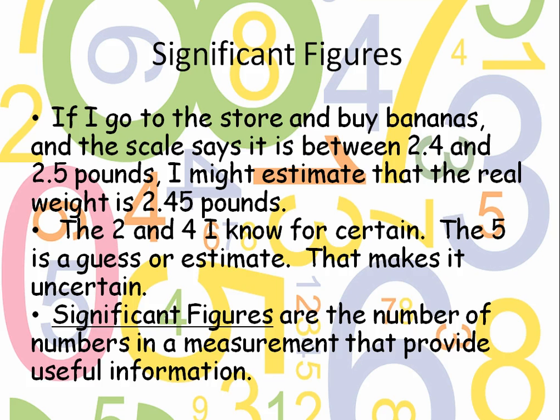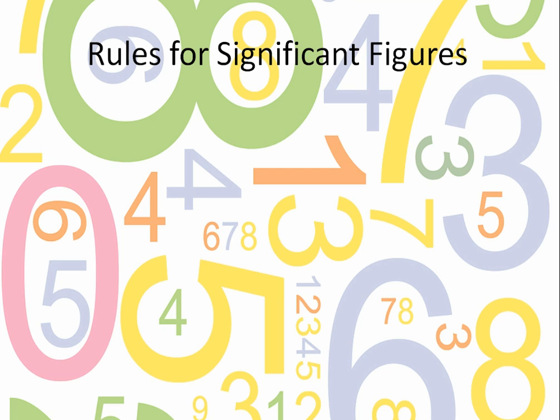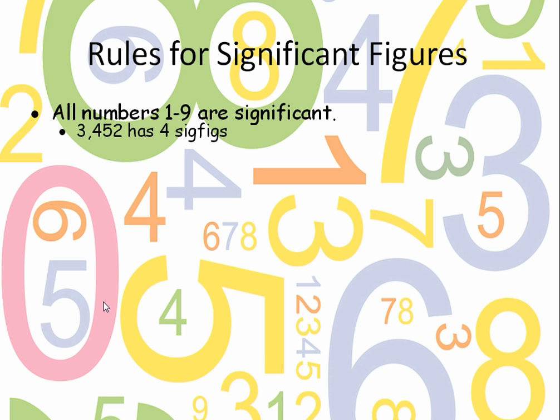Significant figures are the number of numbers in a measurement that provide useful information. It tells us all the certain numbers, and it tells us one that's estimated. And basically what they do is to let you know which numbers can't be trusted. Now there's some rules for this, and they're pretty straightforward. First, all the numbers 1 through 9 are significant. So 1, 2, 3, 4, 5, 6, 7, 8, 9. If you see those, they count.